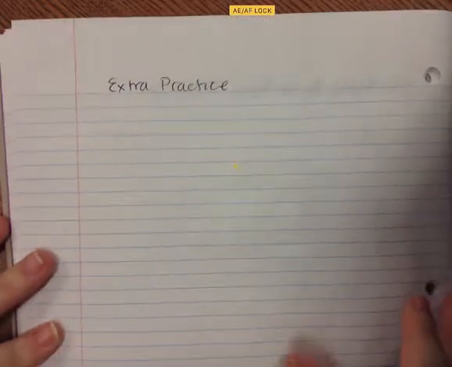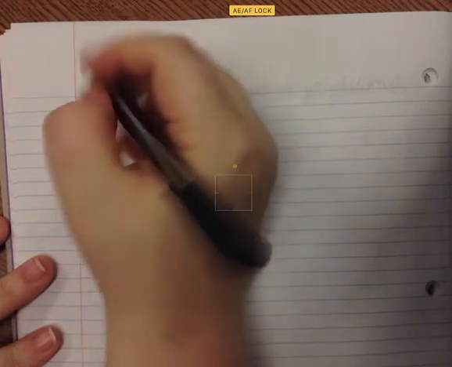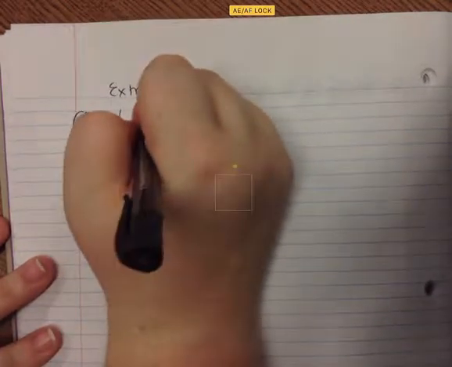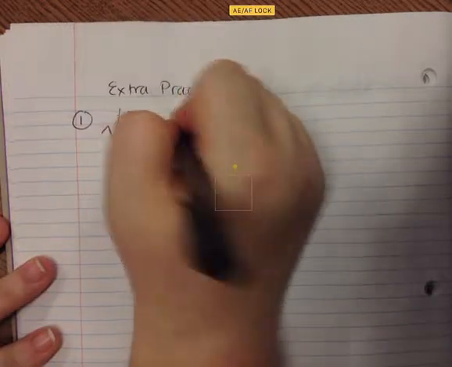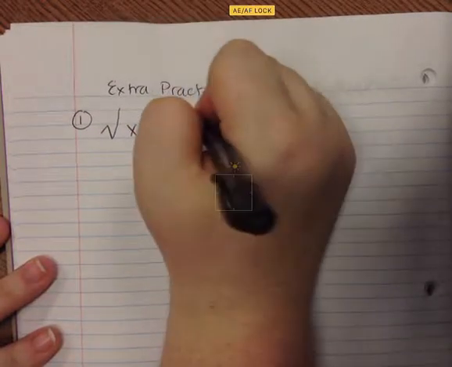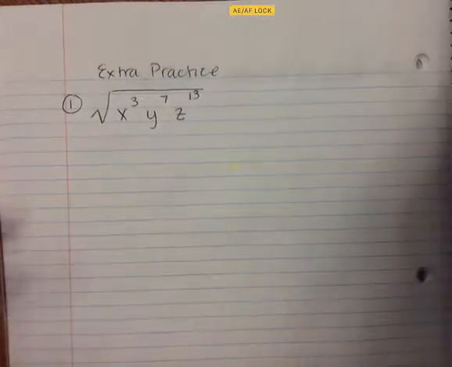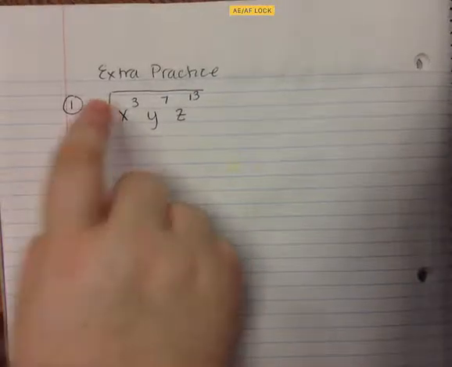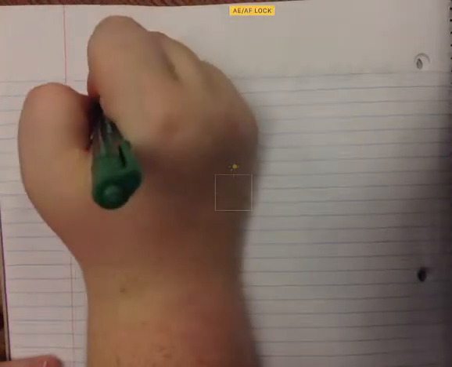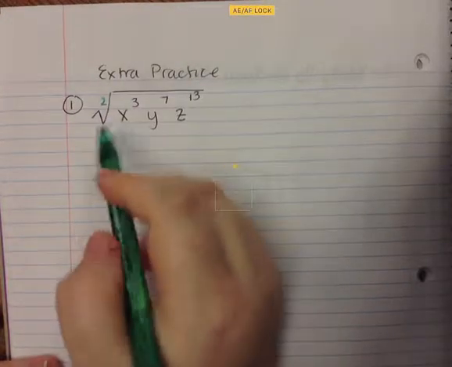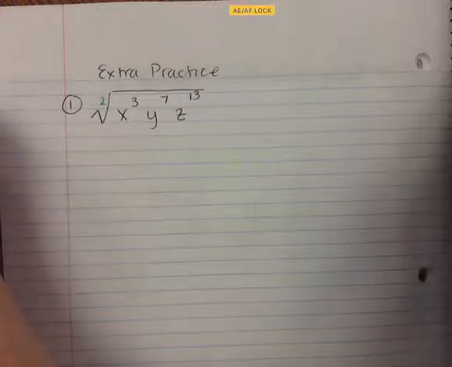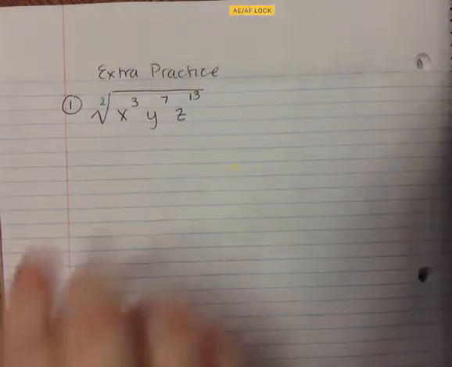Number 1 is going to be the square root of x cubed y to the 7th z to the 13th. We're just going to simplify this. Because there is no number inside your index, that means that value is a 2. You have to remember that if you don't see a number there, it has to be a 2, because it's called a square root. And when you square root something, you have a 2.